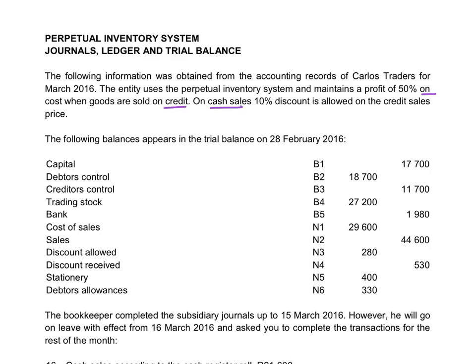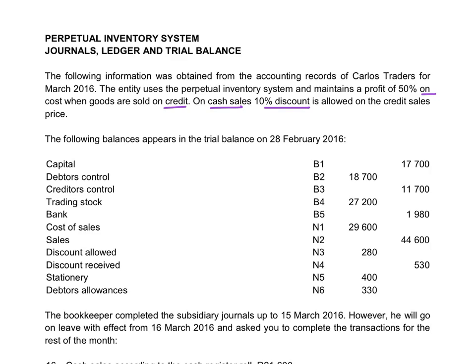On cash sales, 10% discount is allowed on the credit sales price. So in the credit sales, we will charge them a profit of 50%, and if they buy cash, we will give them discount on this credit sales price.